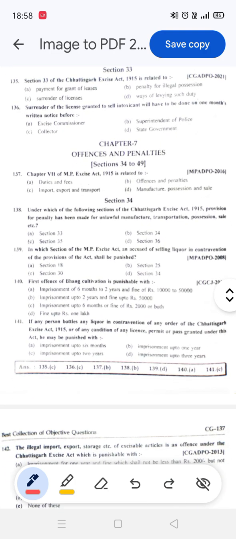Question number 135. Section 33 of the Chhattisgarh Excise Act 1915 is related to the surrender of licenses. Question number 136. Surrender of licenses granted to sell intoxicant will have to be done on one month's written notice before the collector. So option C is correct.